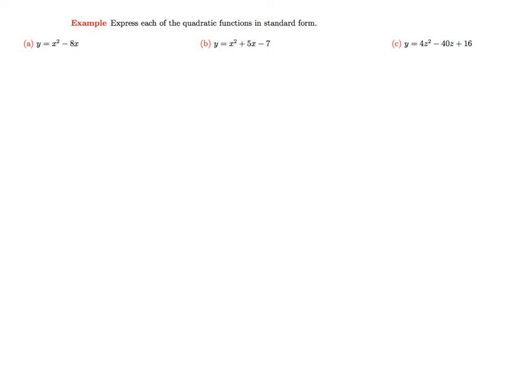In part C, we have a quadratic function y is equal to 4z squared minus 40z plus 16. And here's a nice little trick, and that is these can be a little bit trickier when we have a leading coefficient which is not 1. So notice we have a 4 that's in front of the z squared. And in cases like this, we can first, before we worry about completing the square, first divide both sides by the leading coefficient 4.